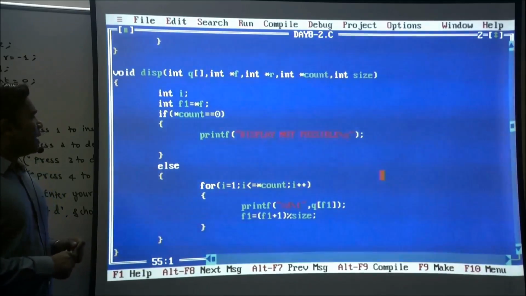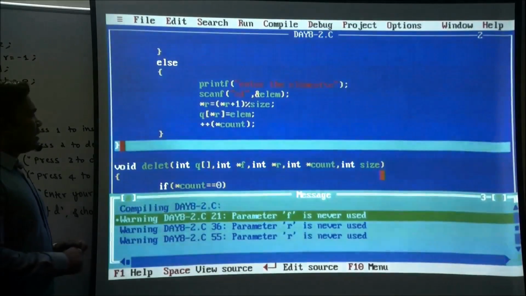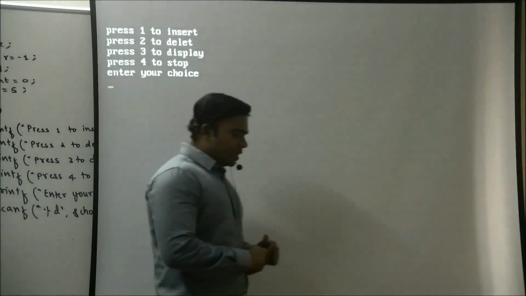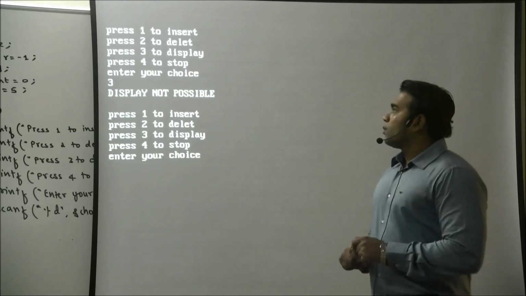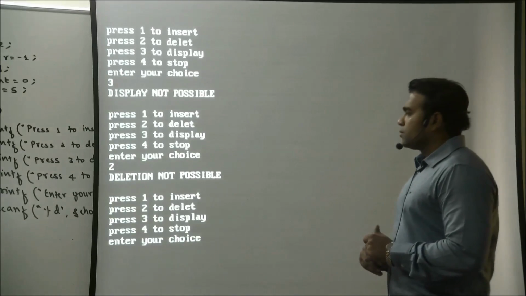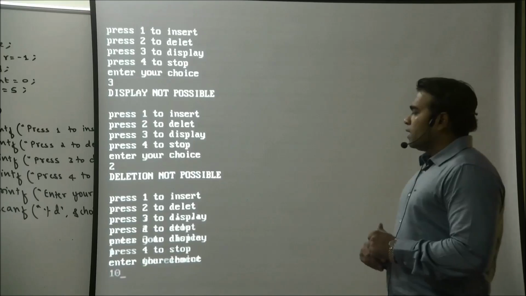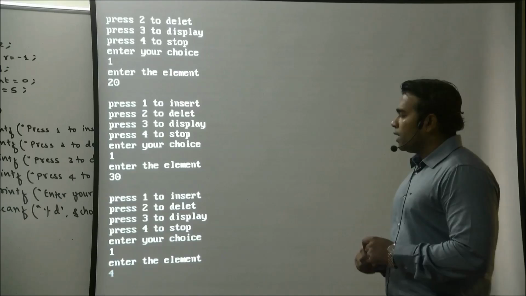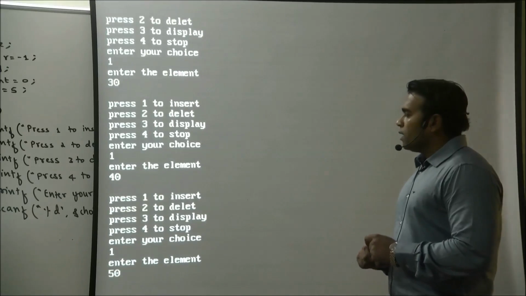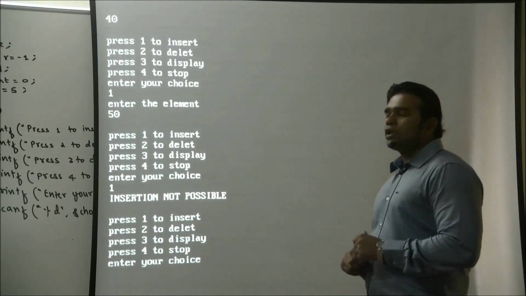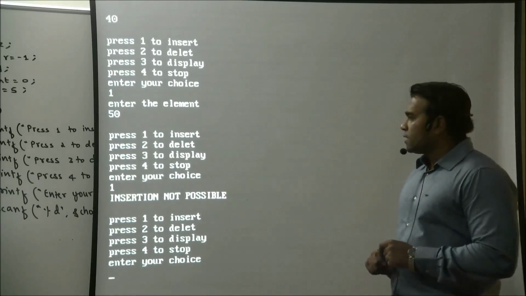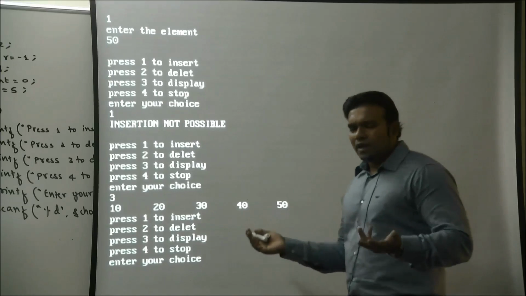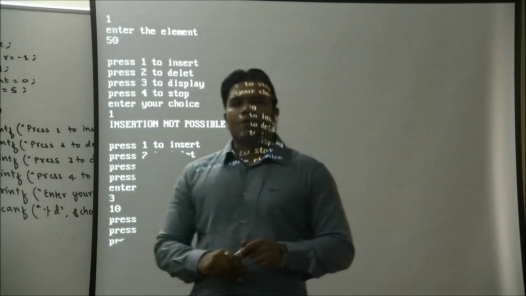Now if I compile, as you can see, warnings are there which I don't care about. Next, if I execute it, first I will try display, not possible, delete, not possible. So insert 110, next 120, next 130, next 140, next 150, next 1, in which case it will tell insertion not possible. So I will display it. After displaying, like this I will get. Anyway, you can delete and all that and cross check. That should not be an issue.